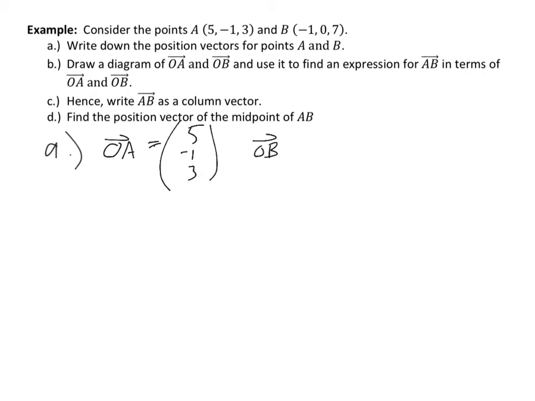Similarly, the position vector for B would just be the vector negative 1, 0, 7. I'm just taking these points in this notation and writing them in vector notation. Now part B, I want us to draw a diagram of OA and OB, and then use it to find an expression for AB in terms of OA and OB.